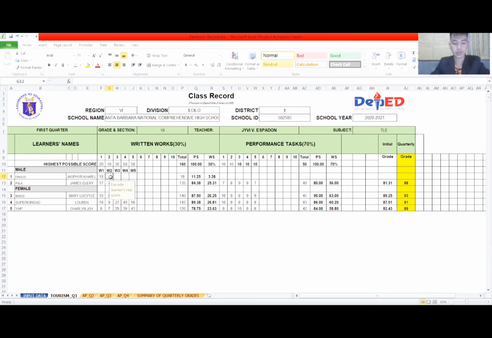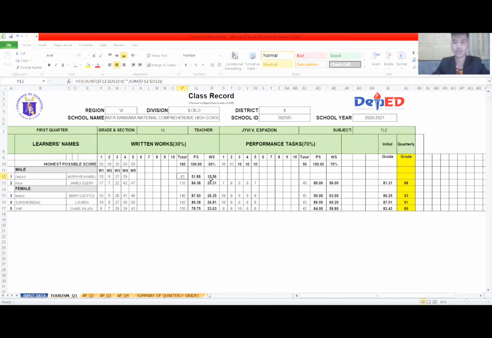Out of 10, Mr. Ungko got 9. In 30, Mr. Ungko's score is 27. In 50, Mr. Ungko's score is 29. So as you can see, there is a total, a percentage score, and a weighted score also, because in E-class, Excel makes our lives easier in solving your grades because we have formulas.